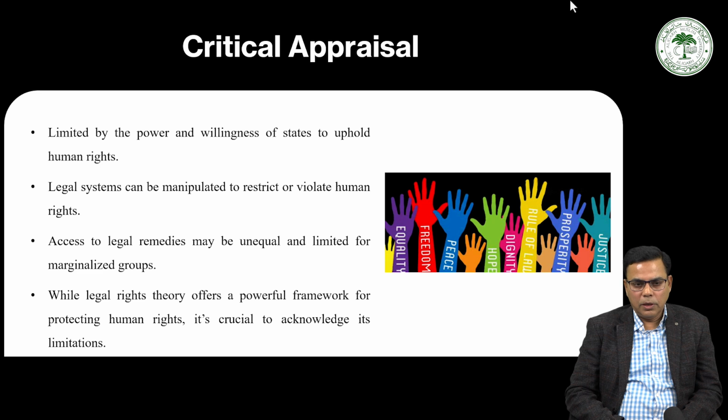Legal systems can be manipulated to restrict or violate human rights. Again, important. When we rely upon the legal rights theory and the law alone, the legal systems can be manipulated. In the law you will find clauses called reasonable restrictions. Sometimes the reasonable restrictions become restrictions that are not reasonable, and they restrict the freedom of individuals, the freedom of the citizens. That is why the legal systems can be manipulated, and it is manipulated by the state.